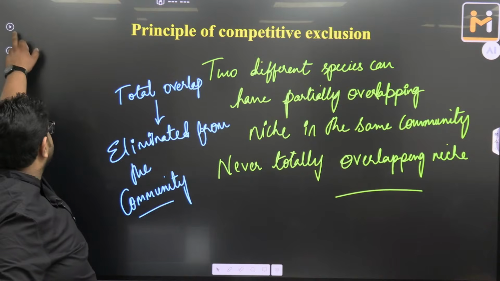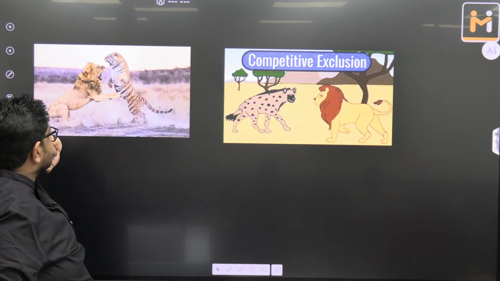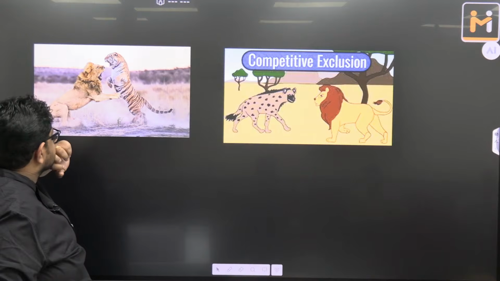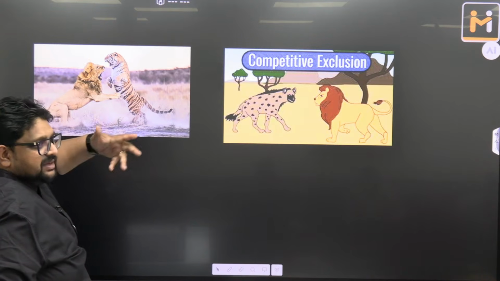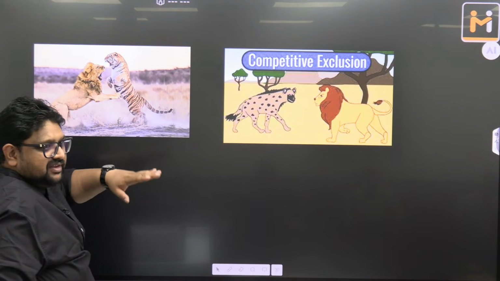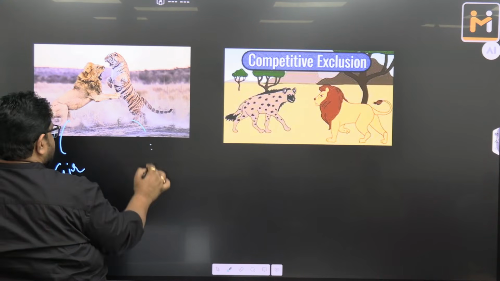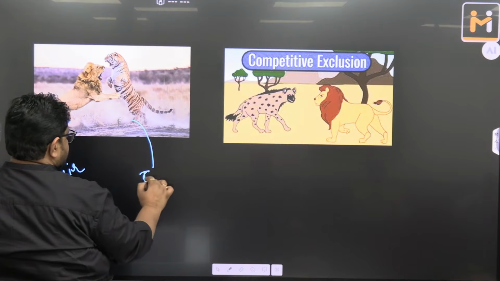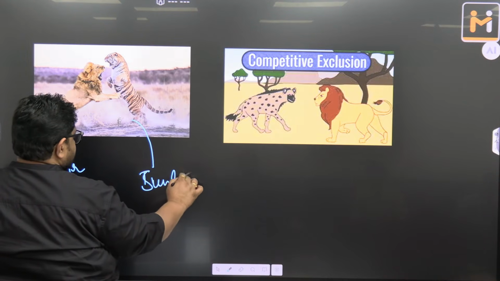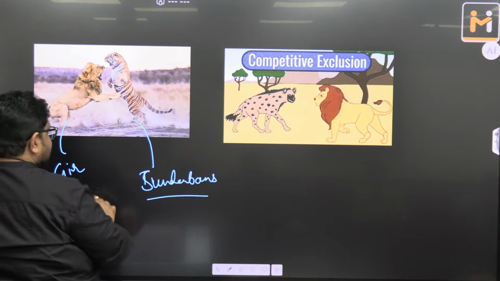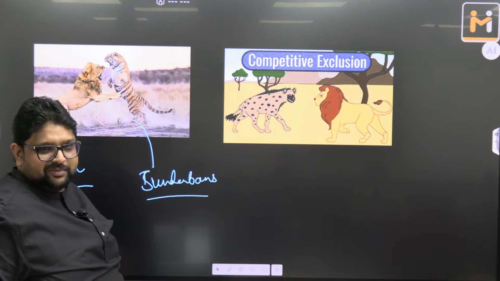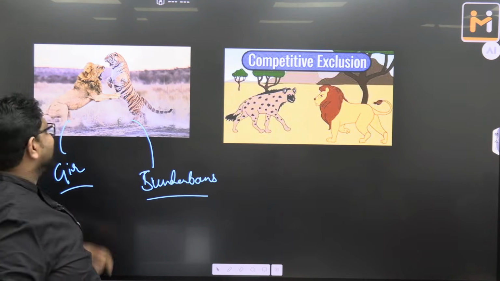Okay, lion and tiger. Example, lion and tiger. So that's why they live in Gir forest and they live in Sundarbans. So you don't have tigers in Gir forest, you don't have lions in Sundarbans. Okay.